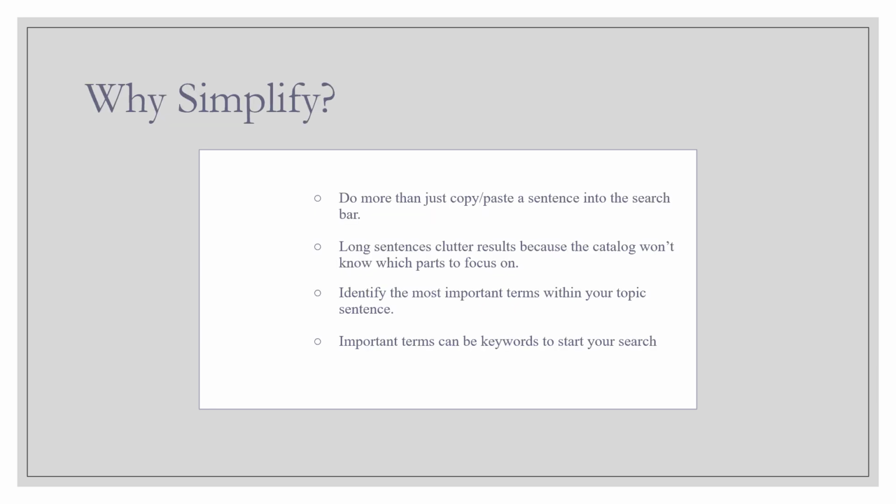You'll need to do more than just copy and paste your topic sentence into the search bar. That's not a bad way to start, and you might find a few articles, but you need to know that long sentences clutter the search results because the catalog won't know what parts to focus on. Try to identify the most important terms within your topic sentence. What are the words you could pull from your sentence which would still reflect what your topic is about? Those important terms can be the key words to start your search. We'll look at how to do this with some of our example topics.